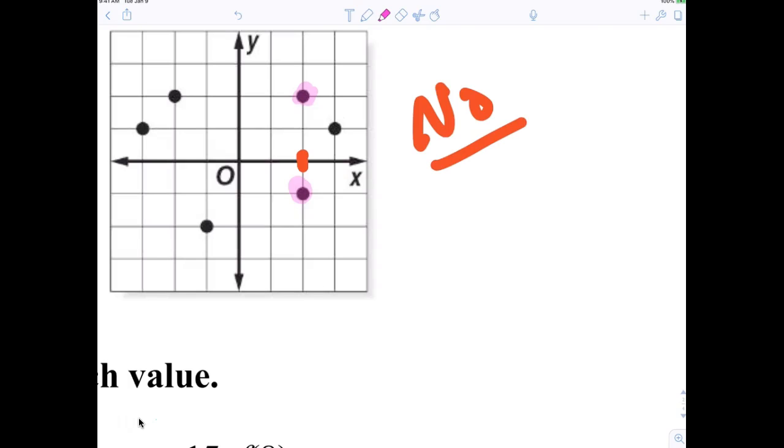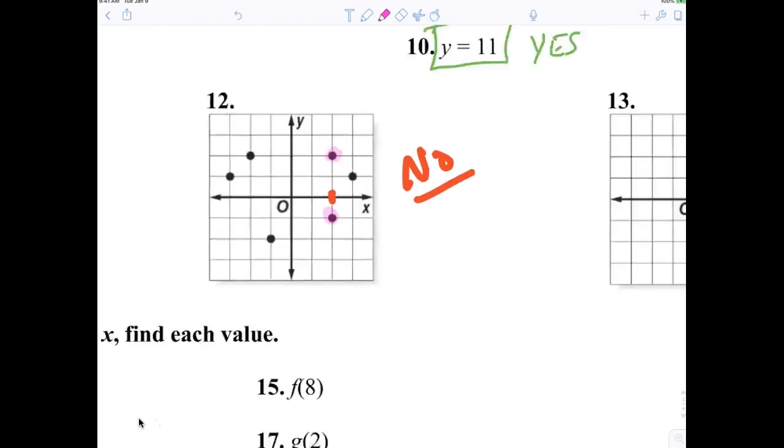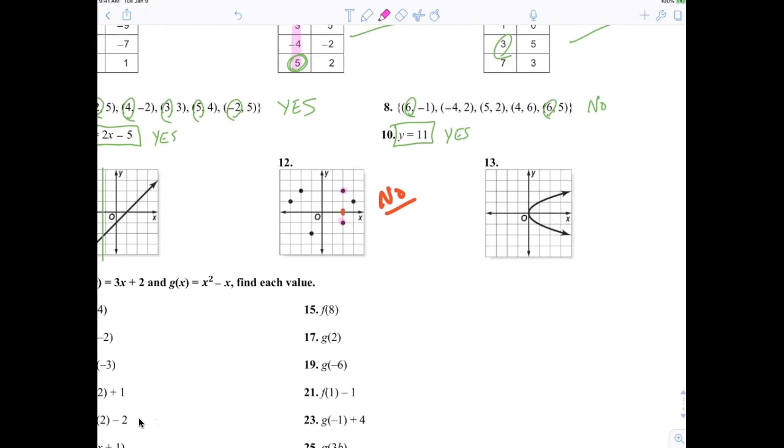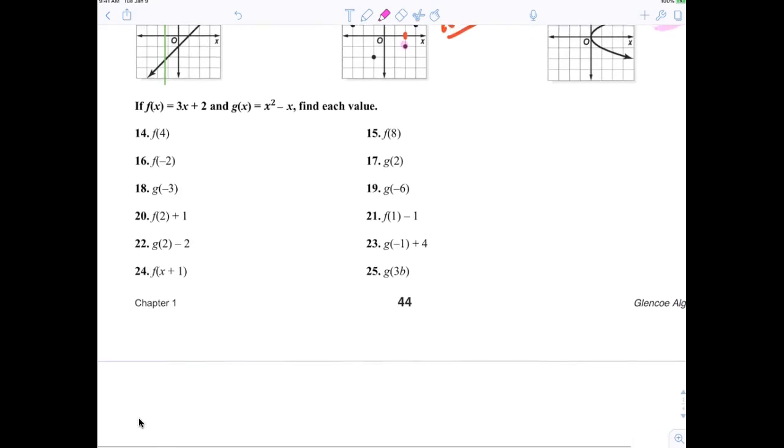Am I good? So this one should be pretty easy now. That's definitely a what? Definitely a no. All right. Now the hard part.